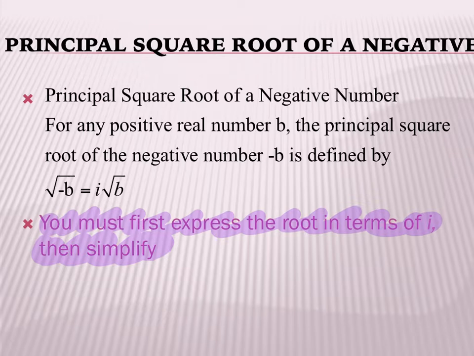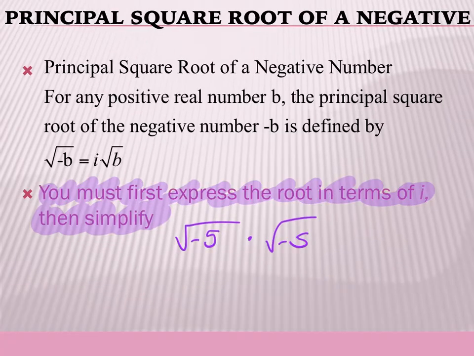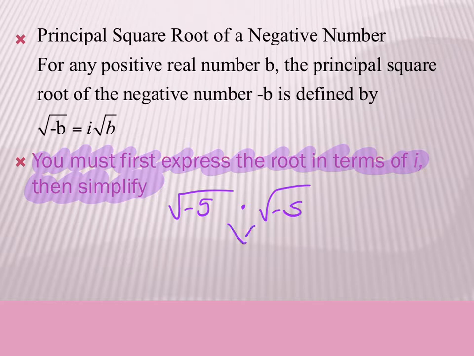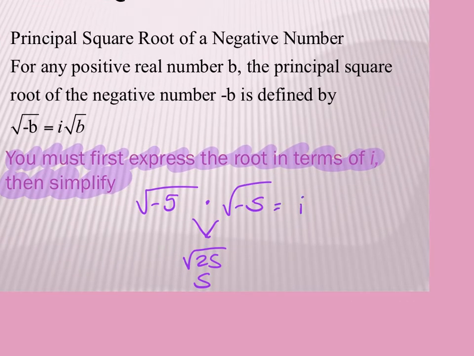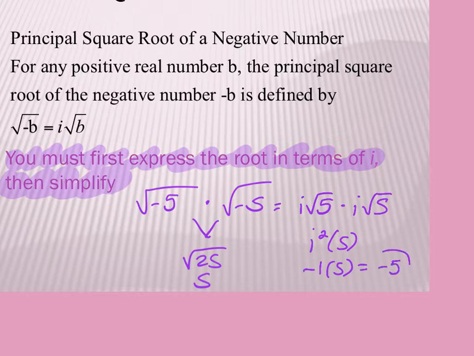So if I have this square root of negative 5 times the square root of negative 5, and I multiply that first, let's say, I'd get the square root of 25, which is 5, and that is wrong. I have to take the i out first. So really this becomes i root 5 times i root 5, which is i squared times 5, negative 1 times 5, which is negative 5. That is correct. This is wrong. So you have to take the i out first. If you multiply first, you could lose the i and obviously get the wrong answer. So be really, really careful.